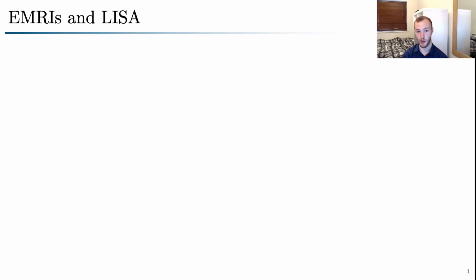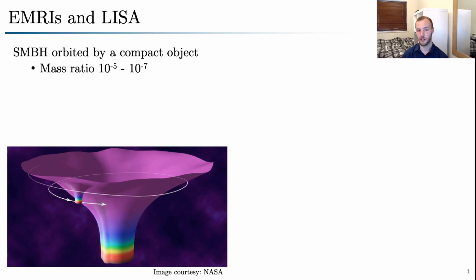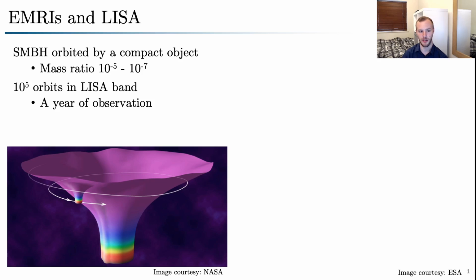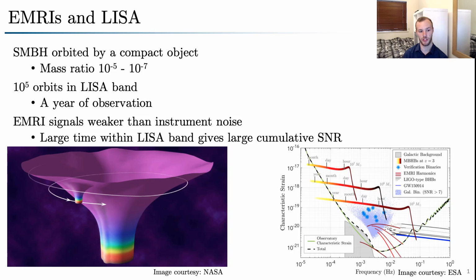So first I'm going to talk about EMRIs and LISA. An EMRI is a supermassive black hole which is orbited by a compact object, and for LISA these have mass ratios 10 to the minus 5 to 10 to the minus 7. These systems have about 10 to the 5 orbits in the LISA band, which corresponds to about a year of observation time. So the signals from the EMRIs are weaker than the instrument noise, but the large time that they spend within the LISA band gives a large cumulative signal-to-noise ratio, so that we can see them in the noise plot here.